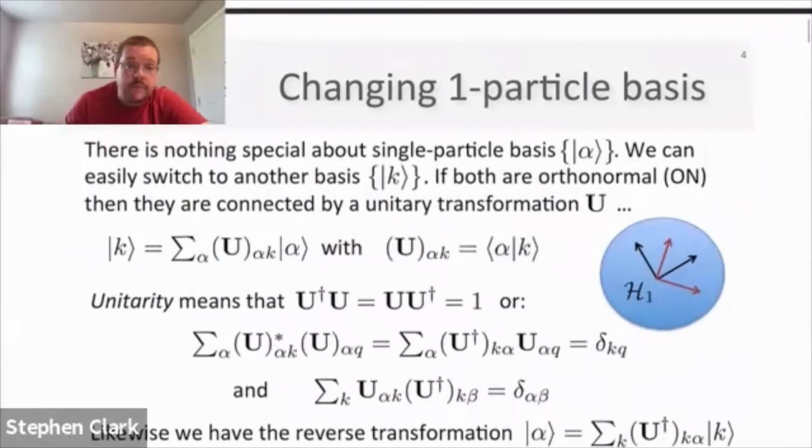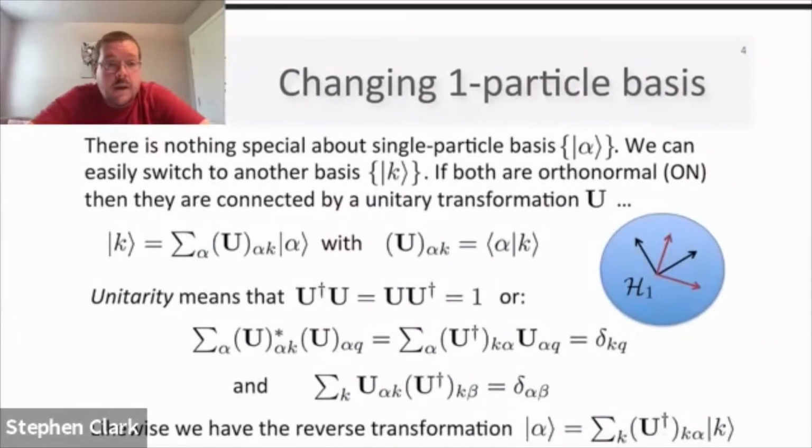But before we do that, we have to consider what it means to diagonalize a single particle Hamiltonian and what it means to change our single particle basis. So we had our Hilbert space of one particle, and we started off with this alpha basis, which we could draw here, but we could equally rotate our basis into another set of orthogonal states that spans the single particle Hilbert space. So we could go from this set alpha to the set K. It's another orthonormal basis. The two bases are connected by a unitary transformation.